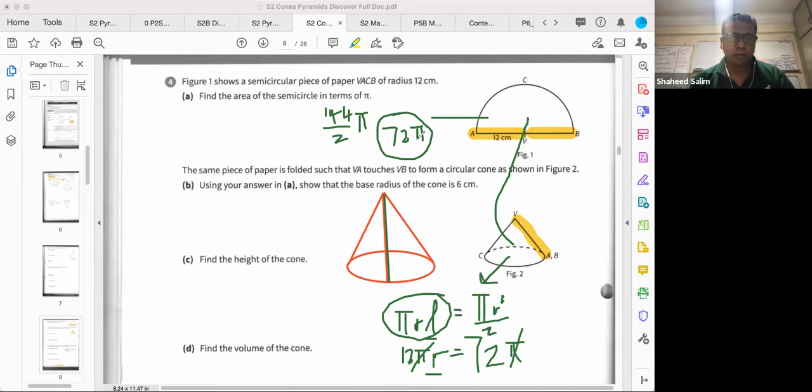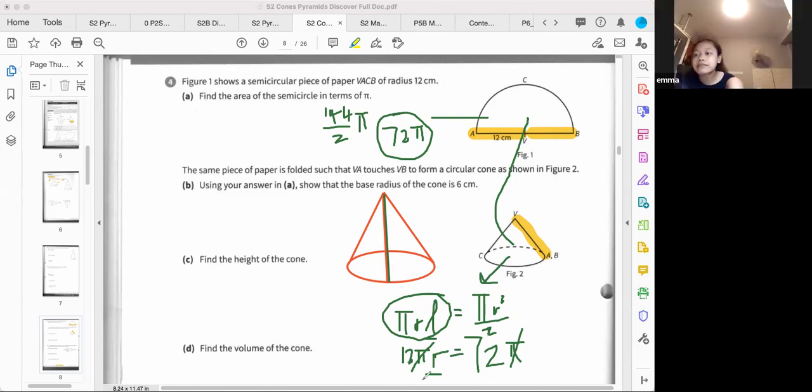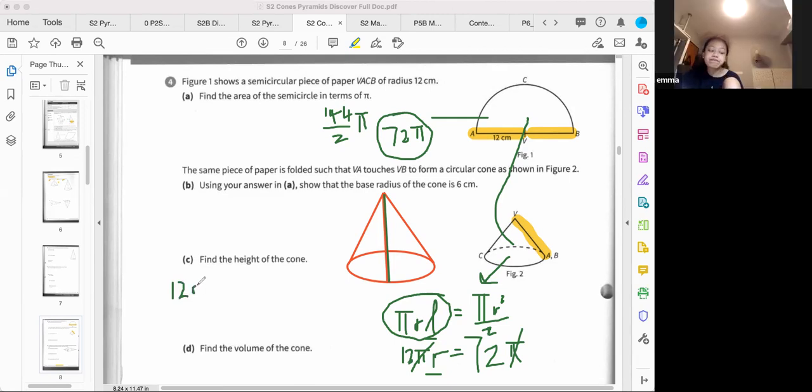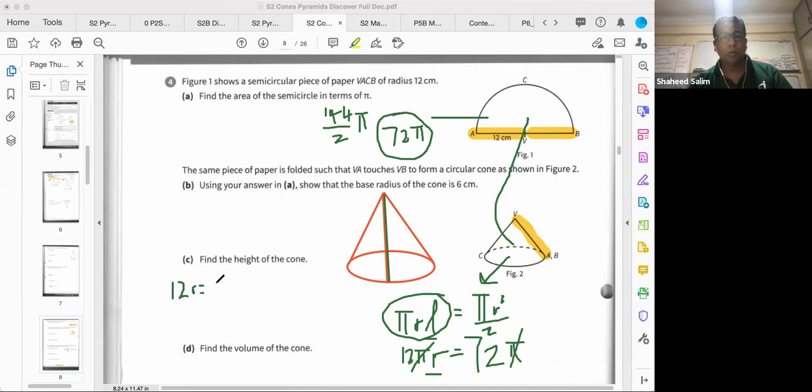Are you confused by this? No. When you take pi r L, you get 12 times pi times r. Are you confused by this? No. So you have pi here, you have pi here, you can cancel. Then it means that 12r equals to 72. Are you confused by cancel a pi? No. So finally, you get 12r equals to 72, and therefore r equals to 72 divided by 12. Which part do you not get?